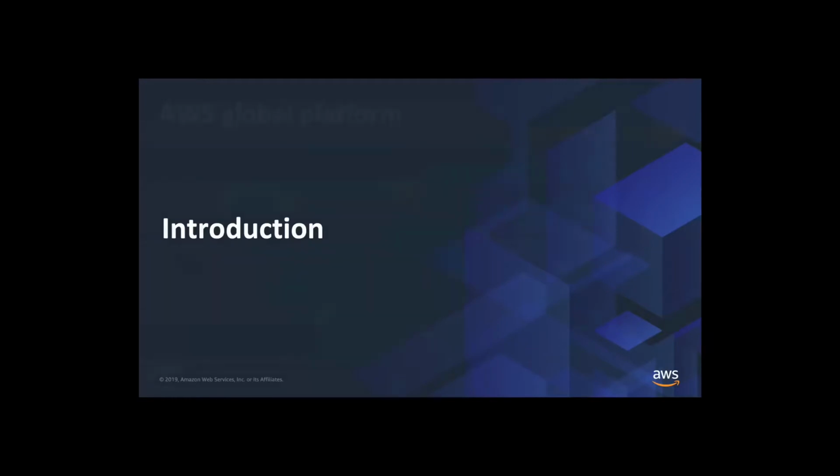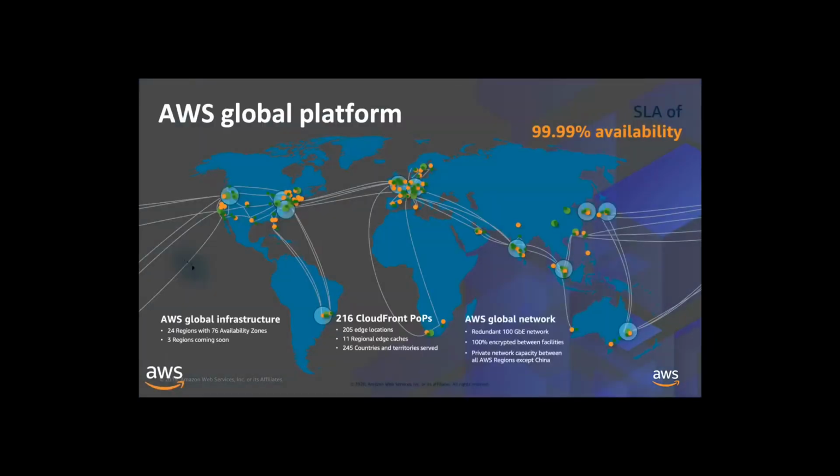But before we begin, I always love showing this slide of our foundation. This is the AWS global platform. We currently have 24 regions with 76 different availability zones. If you're not familiar with those terminologies, a region is an isolated physical location around the world where we essentially cluster data centers, and availability zones are logically connected data centers connected by low latency connections.